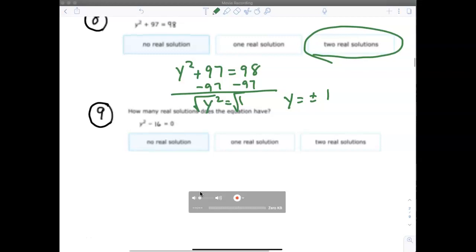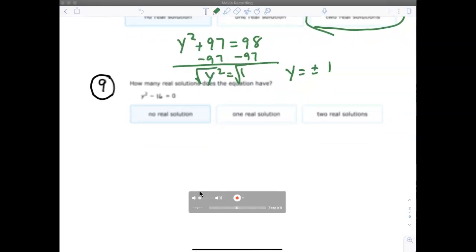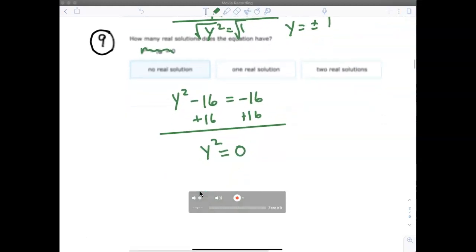For the next one, I want you to write down, I'm going to change a little bit. Sorry about that. I want to write y squared minus 16 equals negative 16. So now what I want to do is add 16 to both sides. So now I end up with y squared equals 0. Now here, when I take the square root of both sides, I end up with y equals, now it doesn't make sense to say plus or minus 0. So in this case, we say there's really just one real solution.